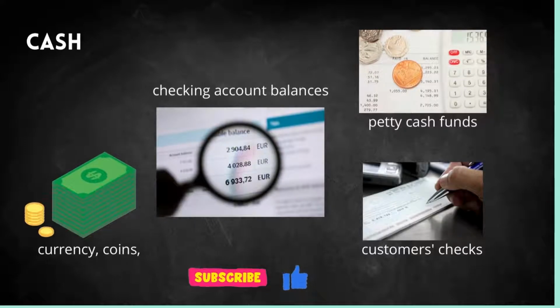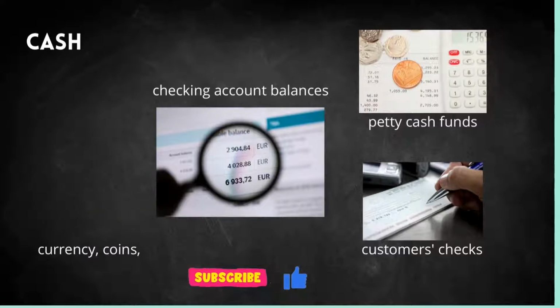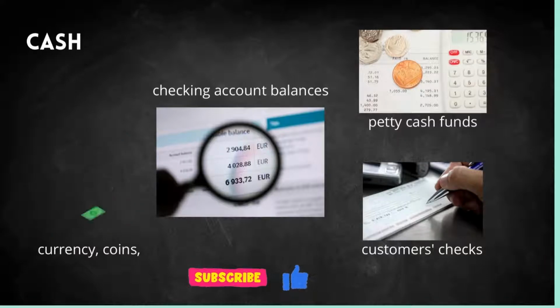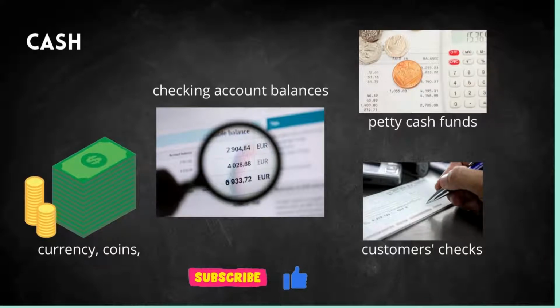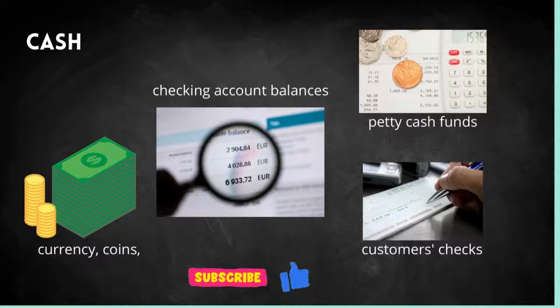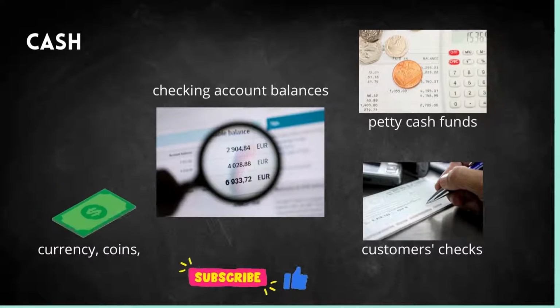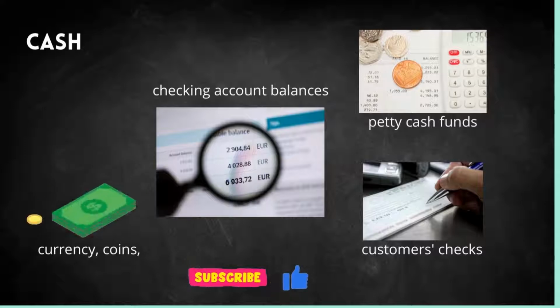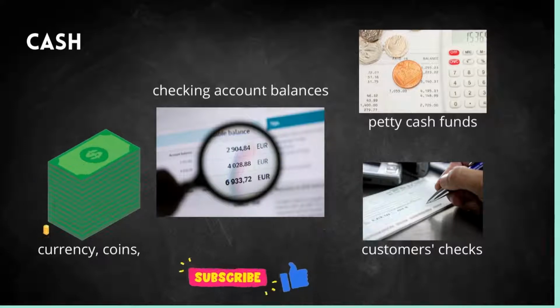So the first one is cash. Cash includes currency, coins, checking account balances, petty cash funds, and customers' checks that have not yet been deposited. A company is likely to have a separate general ledger account for each checking account, petty cash fund, etc., but will combine the amounts and will report the total as cash or cash and cash equivalents on the balance sheet.